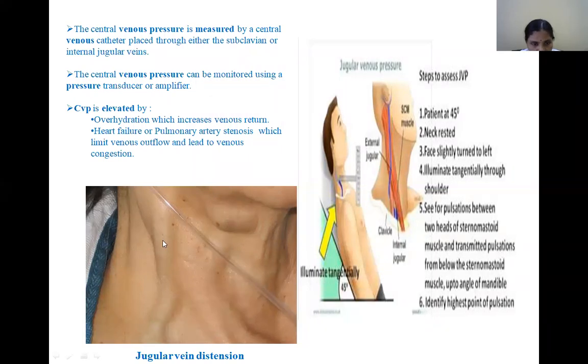So here you see a part of the external jugular vein is dilated, which means this is a venous engorgement of the external jugular vein. So what is central venous pressure? It is measured by a catheter placed through either the subclavian or the internal jugular veins. This central venous pressure is monitored using a pressure transducer. CVP is elevated by overhydration or heart failure or pulmonary artery stenosis. So it leads to venous engorgement.